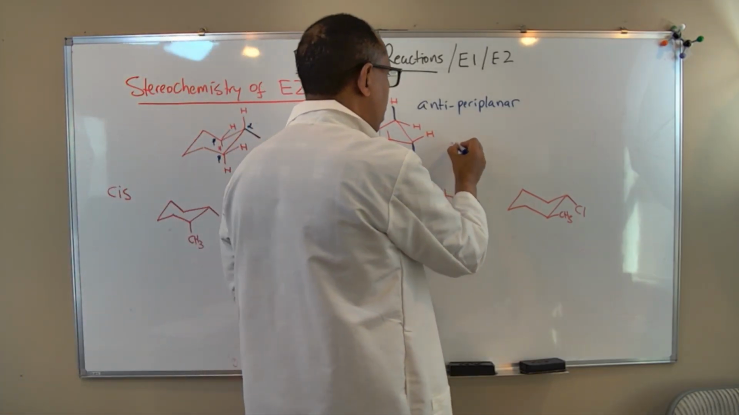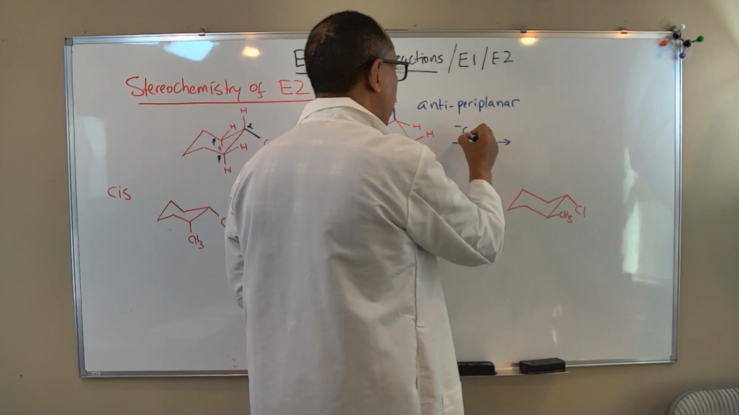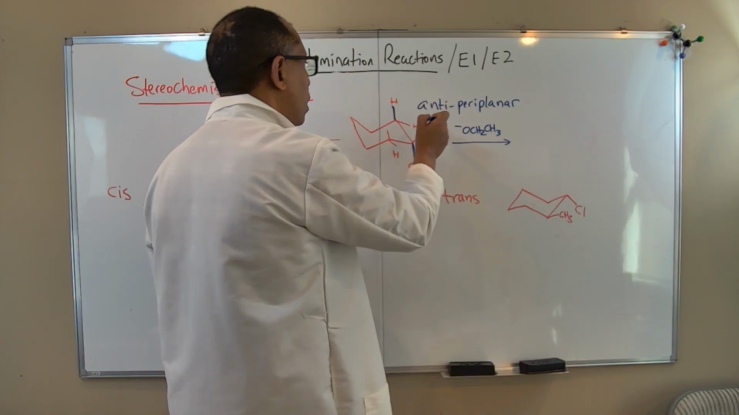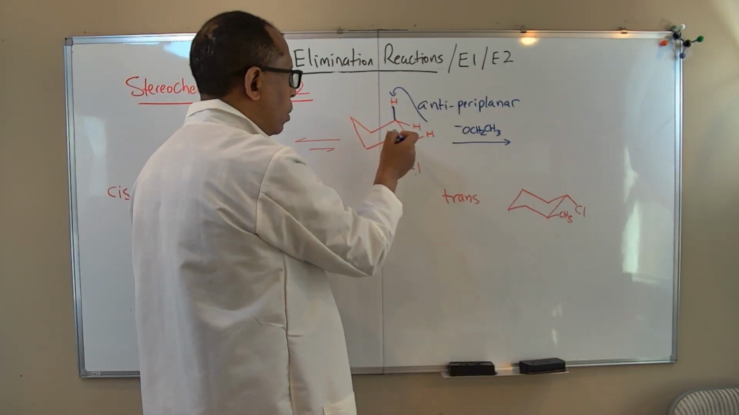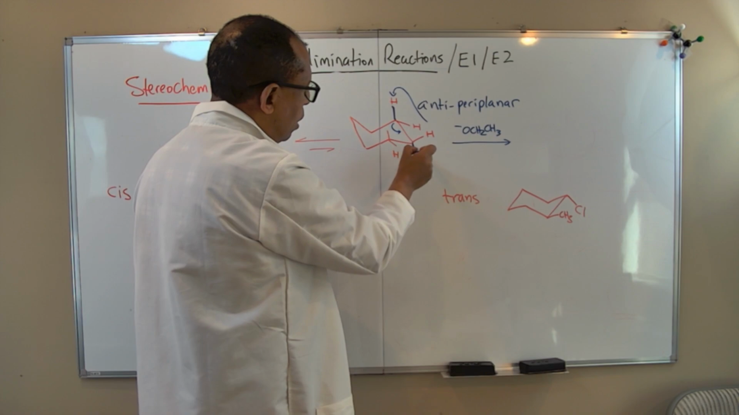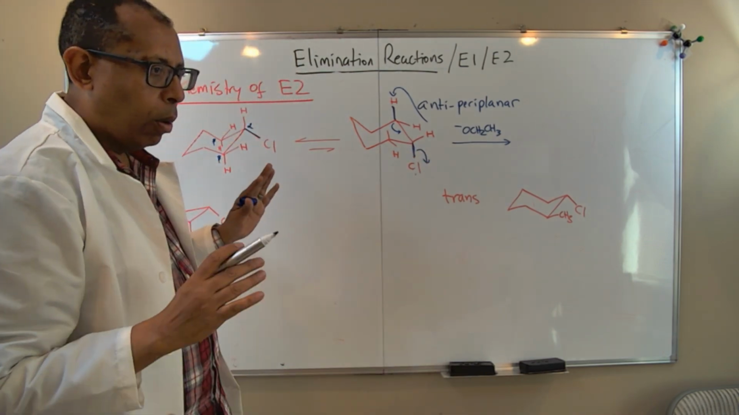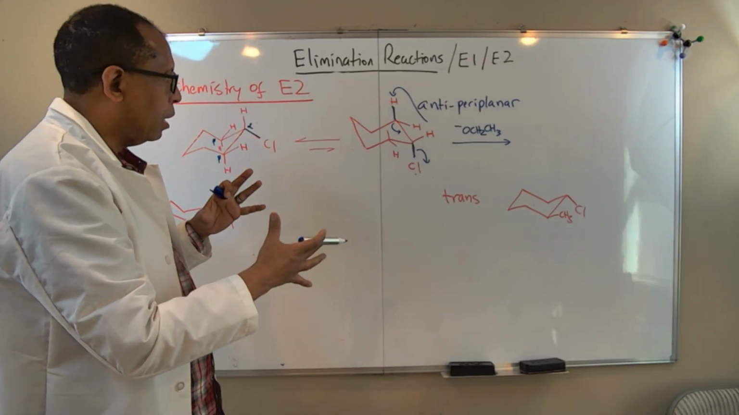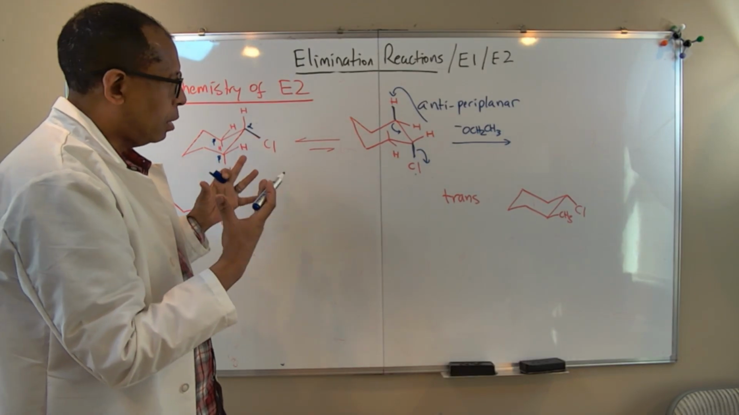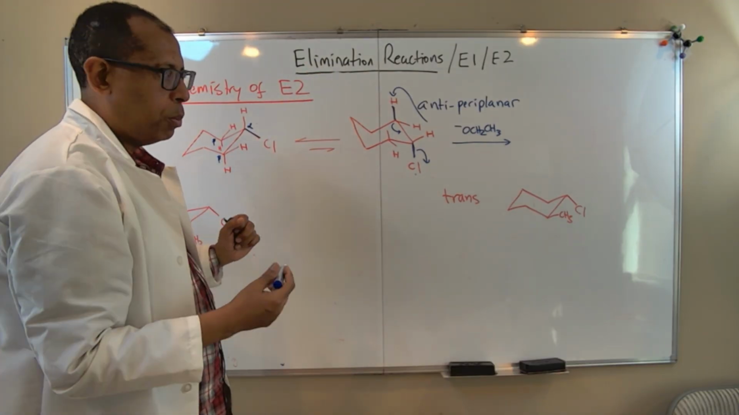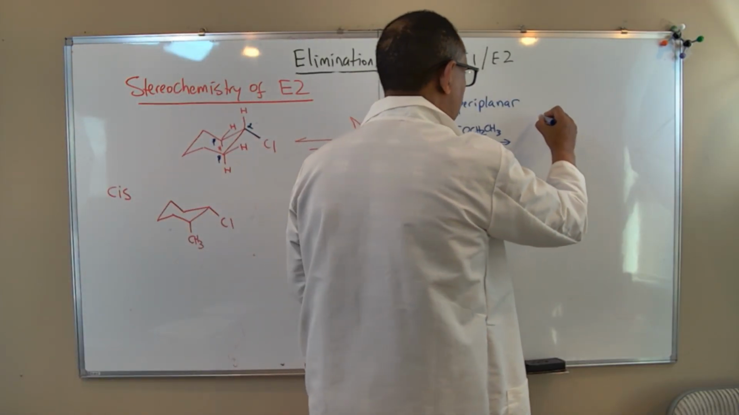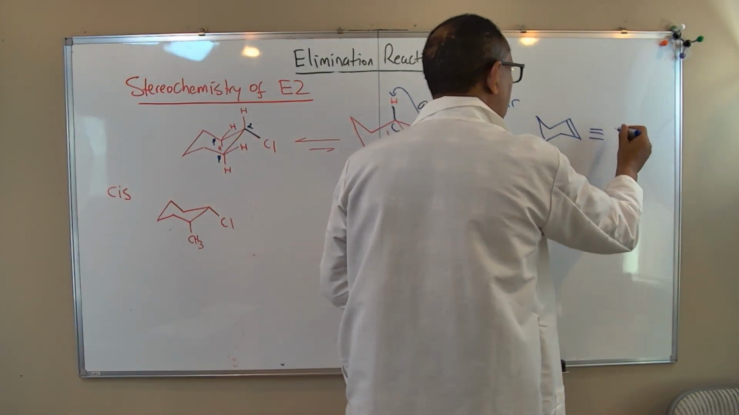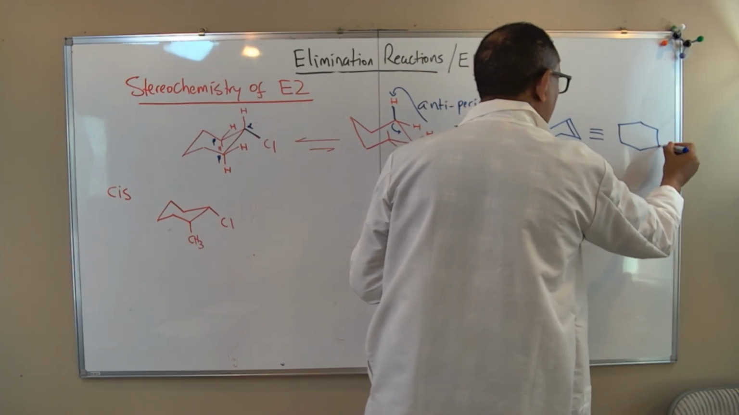So we use a base such as ethoxide, OCH2CH3, and it would abstract that proton. The bond would form on this, and this leaves. So always when you have a cyclic system, you have to find a conformation that would give the antiperiplanar arrangement to get the product. So the product of this elimination reaction is this double bond, which is an alkene, cyclohexene.